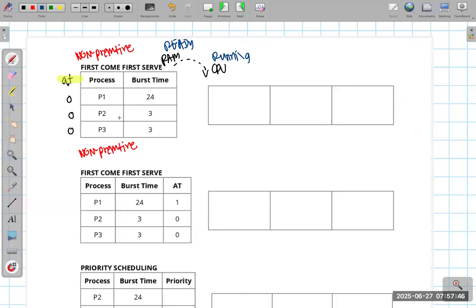So who will be taken in first? Based on first come, first serve, process 1 will be taken in. That will be given from 0 to 24. Once that is completed, the CPU will take the other process, P2. P2 needs 3 units. Can you tell me the completion time of P2? 27, exactly. After that, P3 will be taken, ending at 30. Did you get the concept? We call this first come, first serve.